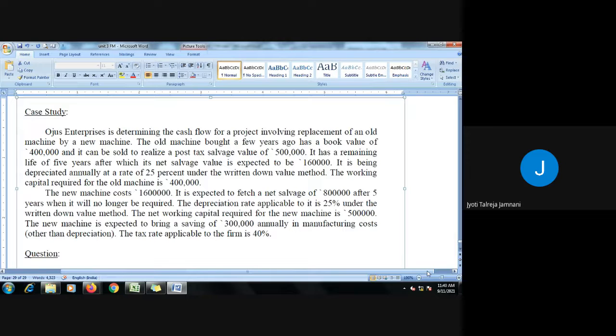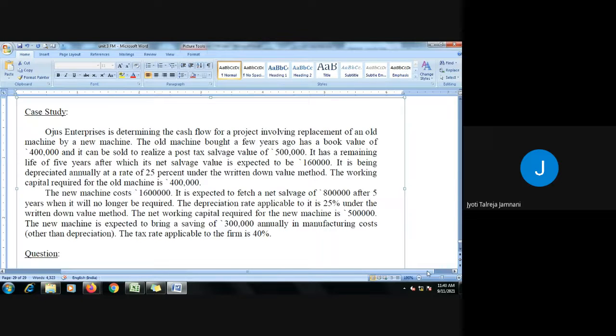And then they have given about the new machine. The new machine cost 16 lakh. It is expected to fetch a net salvage value of 8 lakh after 5 years, when it will no longer be required. The depreciation rate applicable to it is 25% under the written down value method. And they've given the working capital of the new machine is 5 lakh. The new machine is expected to save 3 lakh rupees every year in manufacturing cost. The tax rate applicable is 40%.